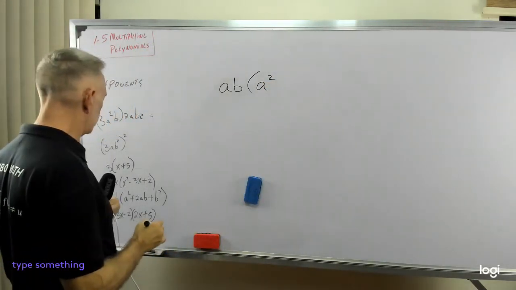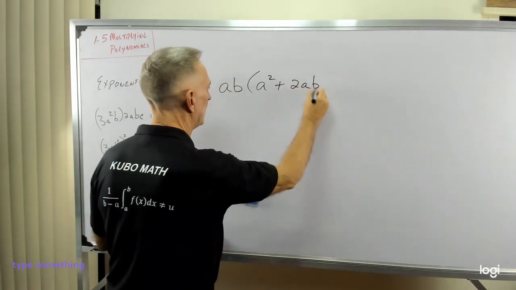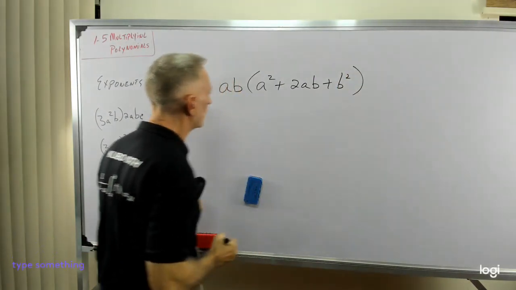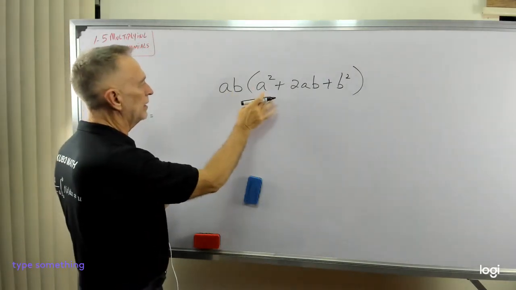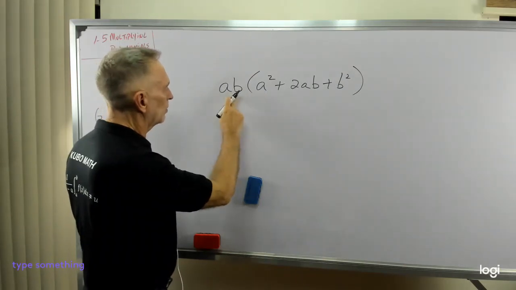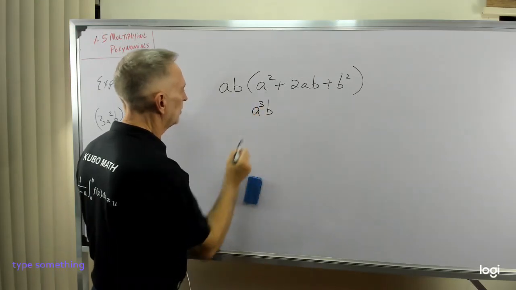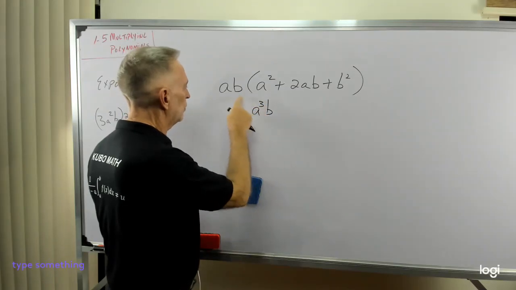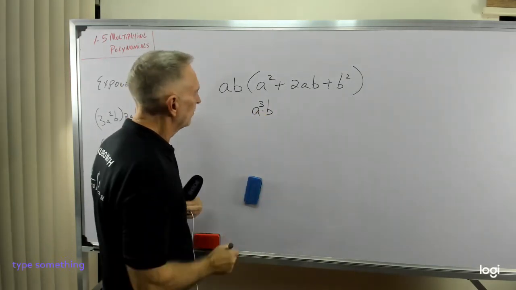So ab times the parentheses of a to the second power plus 2ab plus b squared, b to the second power. So now I'm multiplying two variables, ab times a squared. Well, I can really only multiply the a terms. The b is just riding along. So I have a to the third power b. So a times a to the second power is a to the cube. B times that, you just have to leave the b out there.